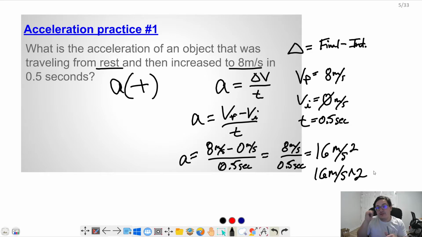Is our answer positive? Yes. Does our answer make sense? Is our object speeding up towards the right? Yes. So everything here checks out.